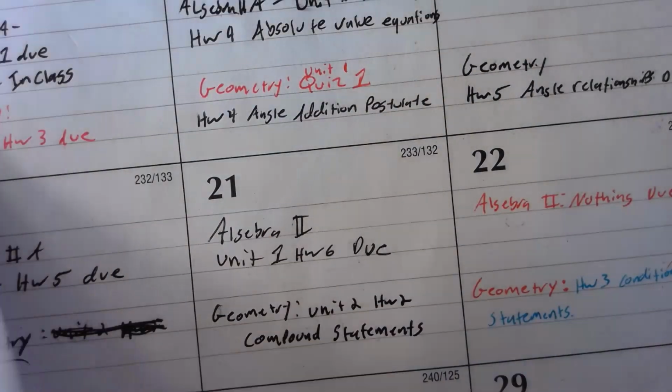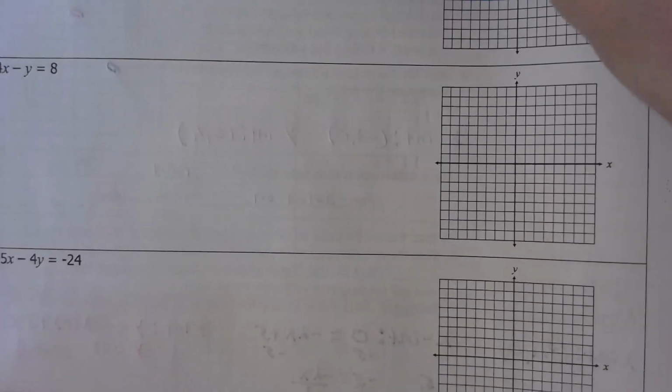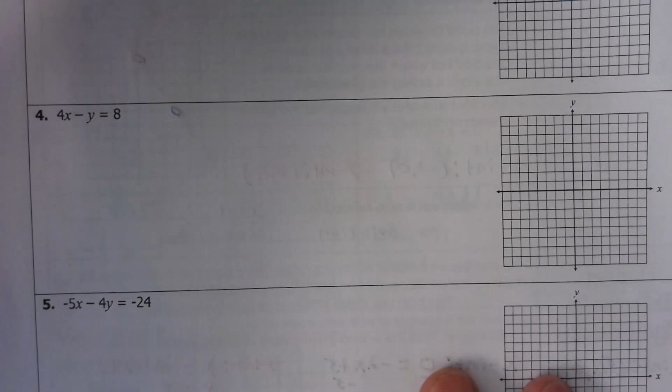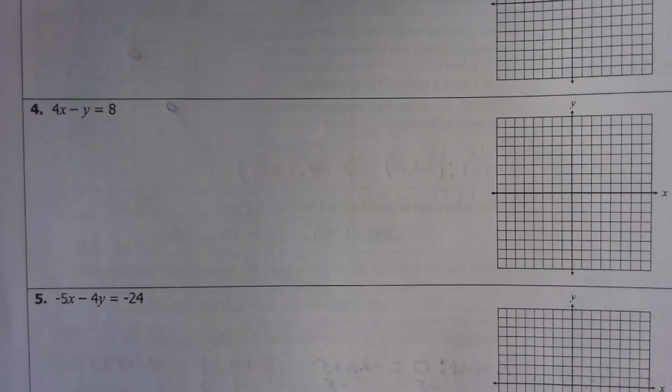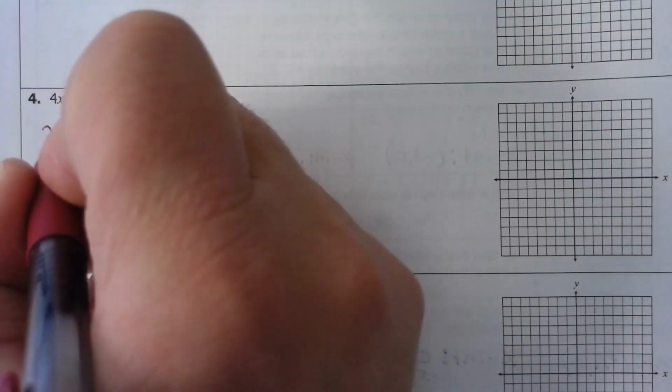Alright, so I'm going to flip over and do an example of one that's in standard form. The one that's in standard form, hopefully you could recognize it pretty quick, is 4x minus y is equal to 8. So let's find the x-intercept.